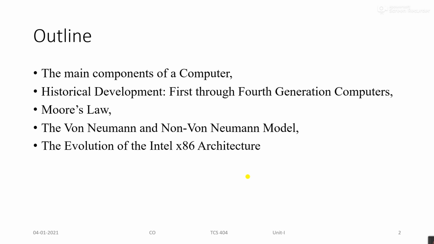So the outline of this presentation is the main components of a computer, historical development from first through fourth generation of computers, Moore's law and the von Neumann and non-von Neumann models, and the evolution of the Intel x86 architecture. So we will discuss all these things, and we will learn how these terms are important for us to understand and to develop a view and ideas about computer organization.